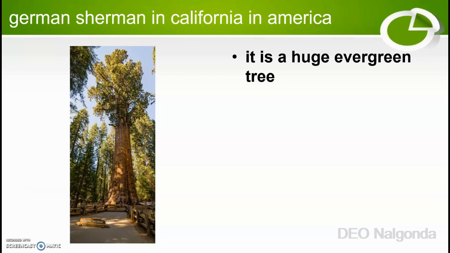So, as I told you, if there is a question, how long can a big tree live? Nobody knows. But some trees have already lived for more than 4 to 5,000 years. They can also live for 5 to 6,000 years more, and some of the trees live as long as 10,000 years also. Here is an example, a tree called General Sherman in California, which is in America. It is a very huge evergreen tree.